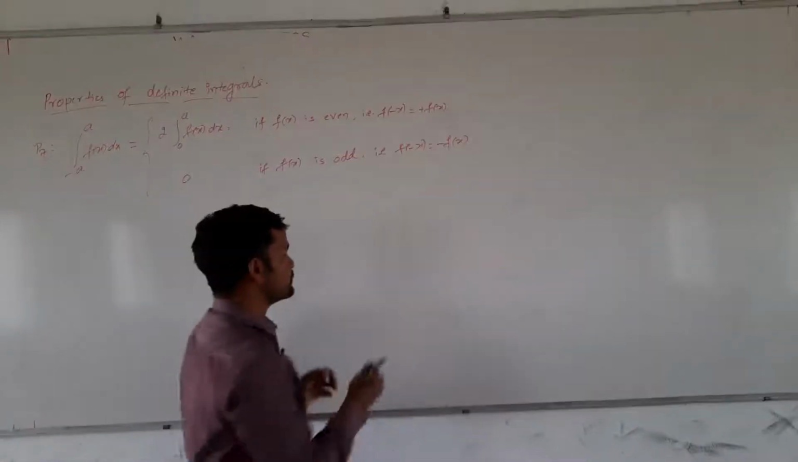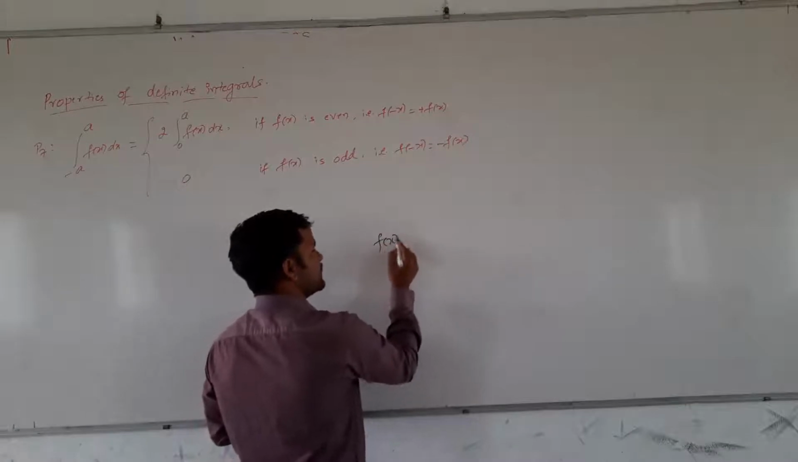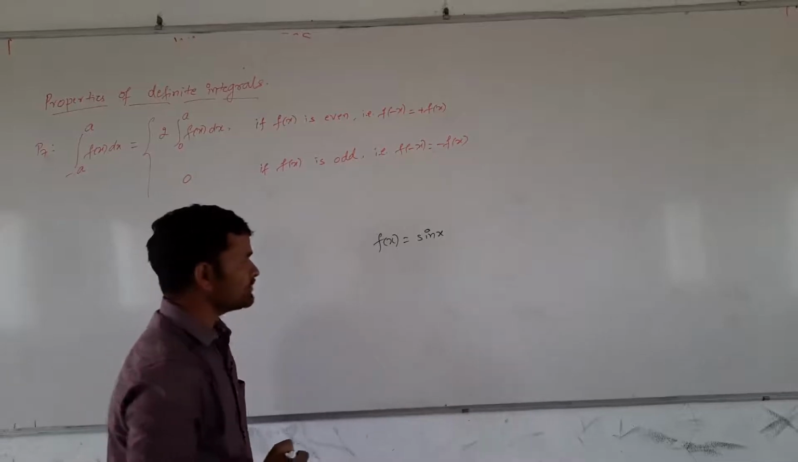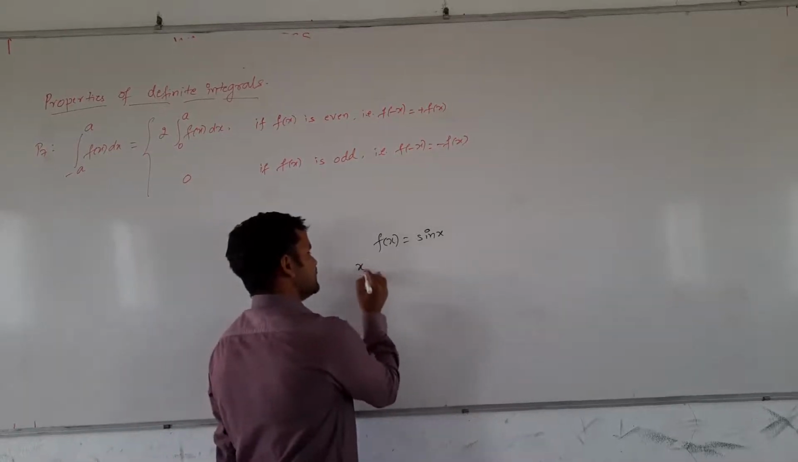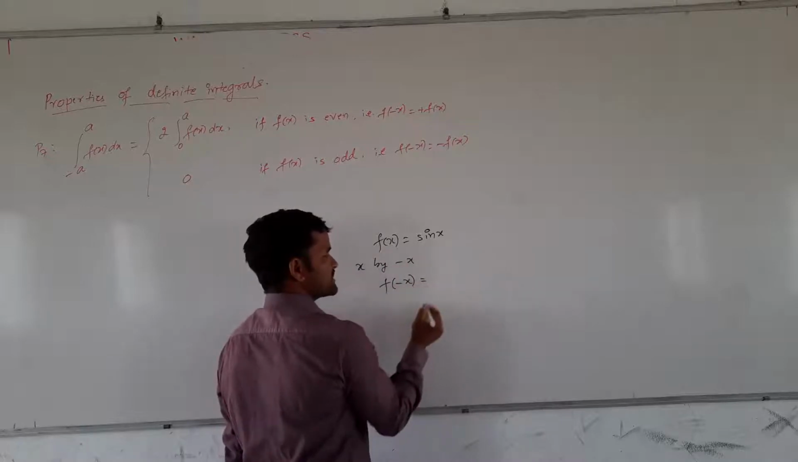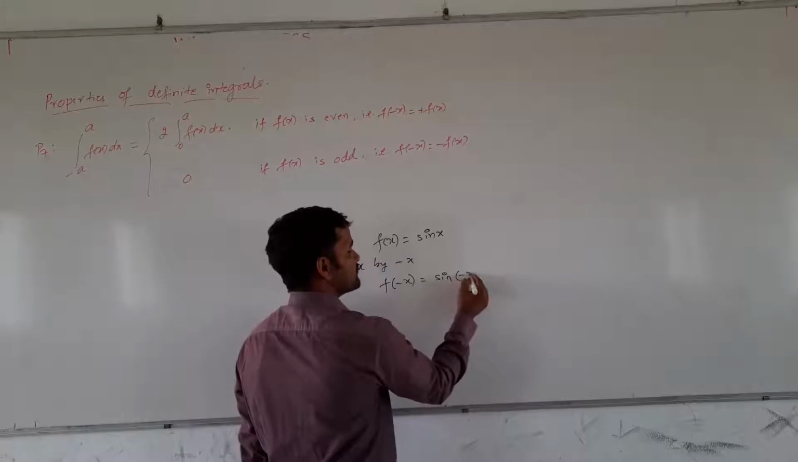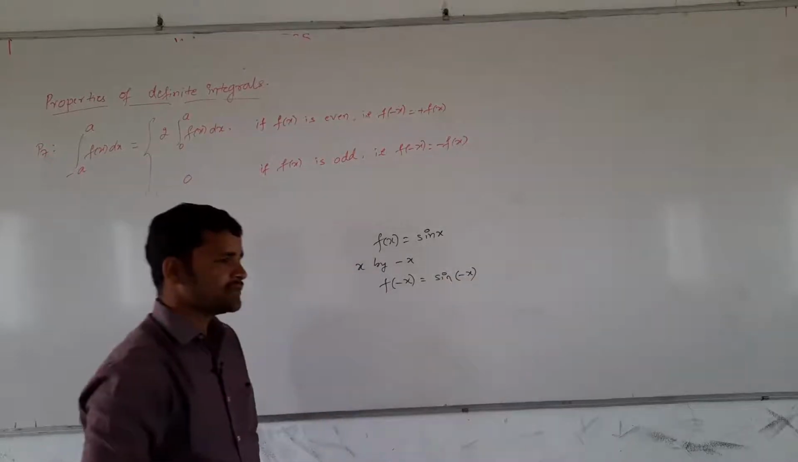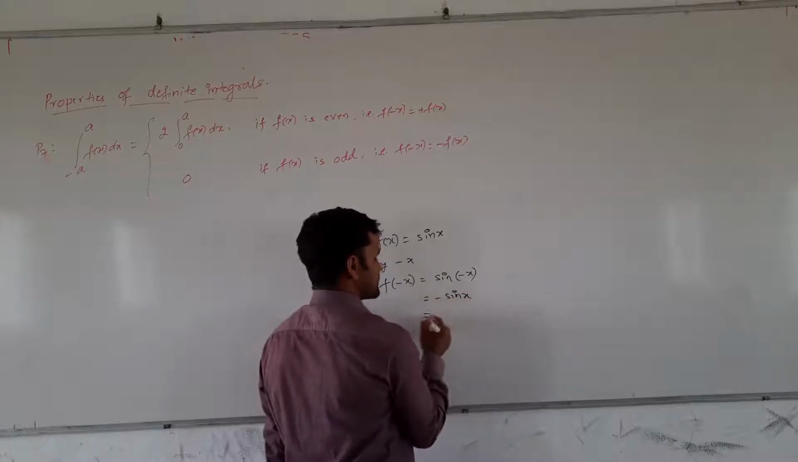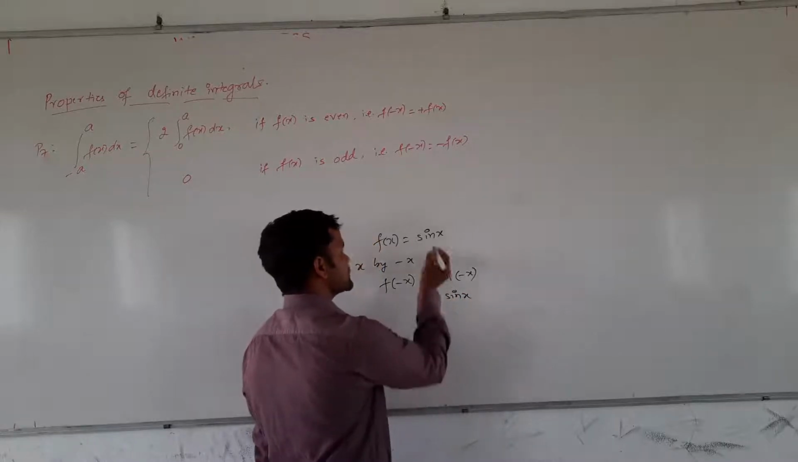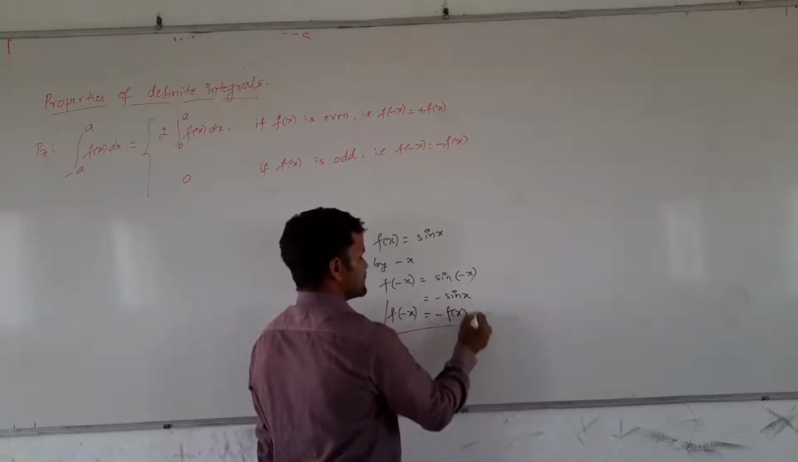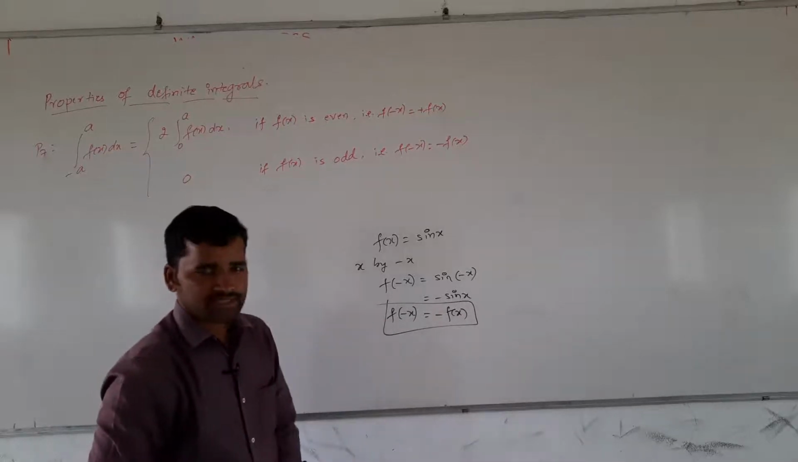First of all, suppose we have the function f of x equal to sin x. Now what I do, I will change x to minus x. What happens? f of minus x is equal to sin of minus x. I am changing x to minus x. Then what is sin of minus x? It is nothing but minus sin x. Minus of sin x is what? Sin x is f of x. You see, we are getting f of minus x is equal to minus f of x.